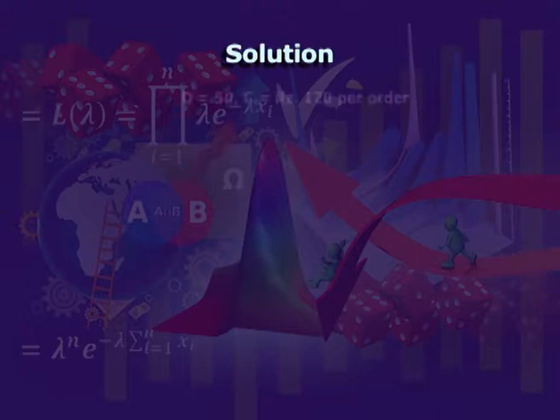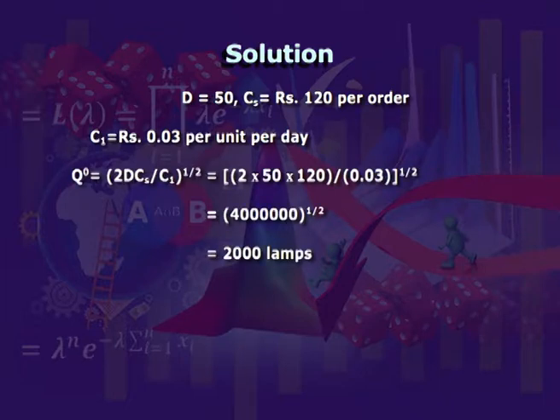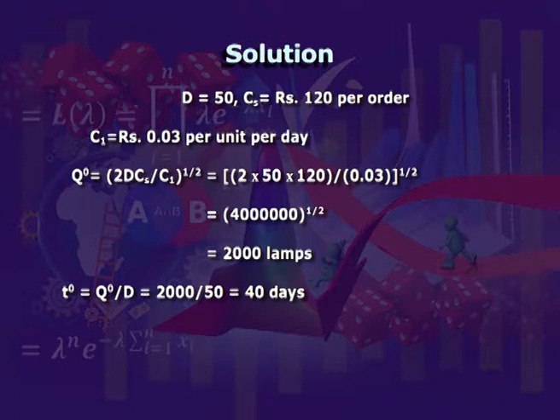Let us see the solution. Here, capital D equal to 50, CS equal to rupees 120 per order, C1 equal to rupees 0.03 per unit per day. Then Q0 equals square root of 2 into D into CS divided by C1. Substituting the values of D, CS and C1, we get the answer of 2000 lamps. We calculate T0 equal to Q0 divided by D. Substituting the values of Q0, which is 2000, and D is 50, we get the answer 40 days.